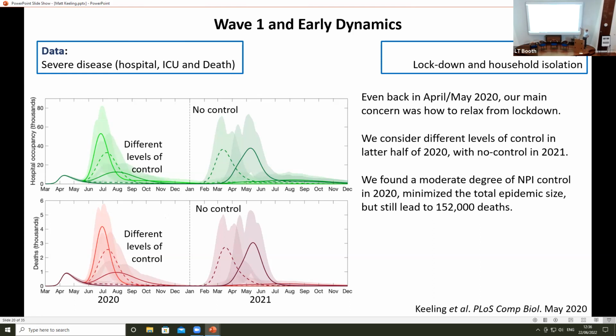And what we found was really a moderate degree of NPIs in the latter half of 2020 seemed to be good, minimised the total outbreak size, but still led to 150,000 deaths. We're now sitting at about 160,000, so we might pat ourselves on the back and say, didn't we do well? But actually this was before we'd thought about vaccination, it was before we knew anything about variants. So we won't over-congratulate ourselves in trying to predict the future too much, but at least we got a model that was matching relatively well to the data.